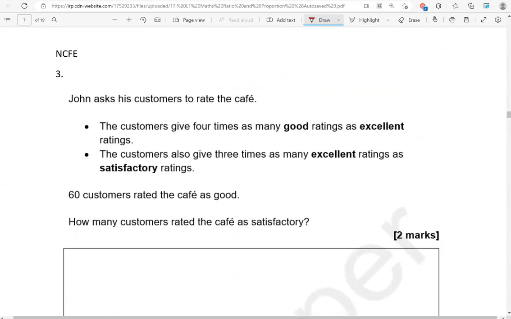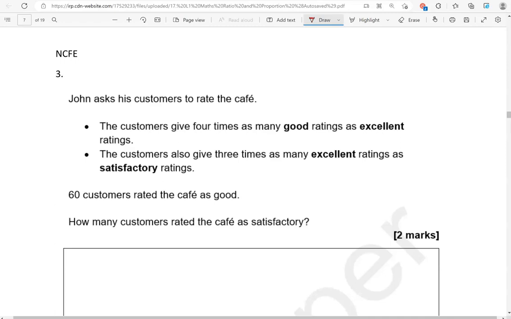John asks his customers to rate the cafe. The customers give 4 times as many good ratings as excellent ratings. The customers also give 3 times as many excellent ratings as satisfactory ratings. 60 customers rated the cafe as good. How many customers rated the cafe as satisfactory?